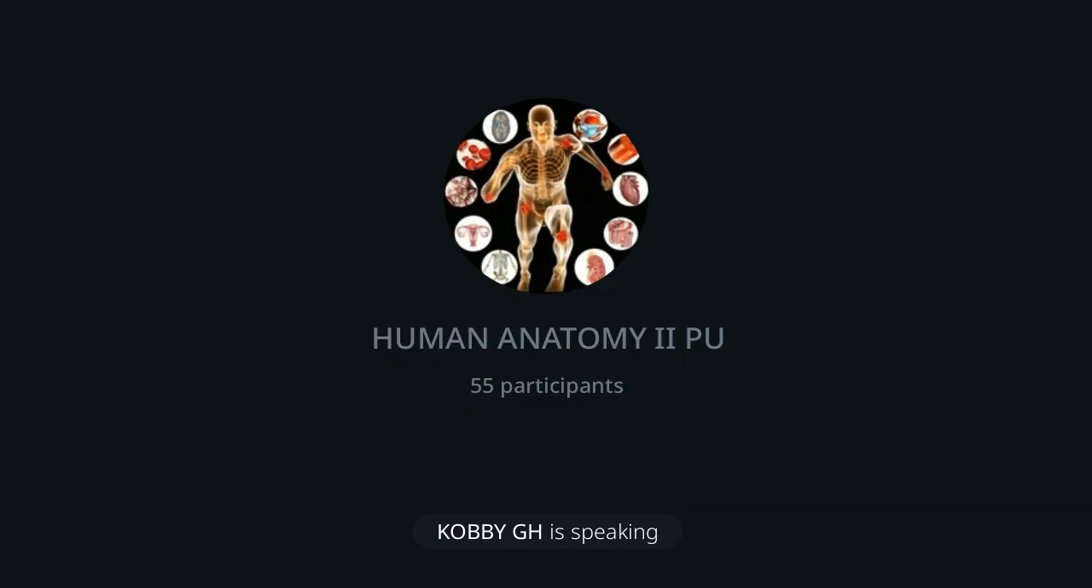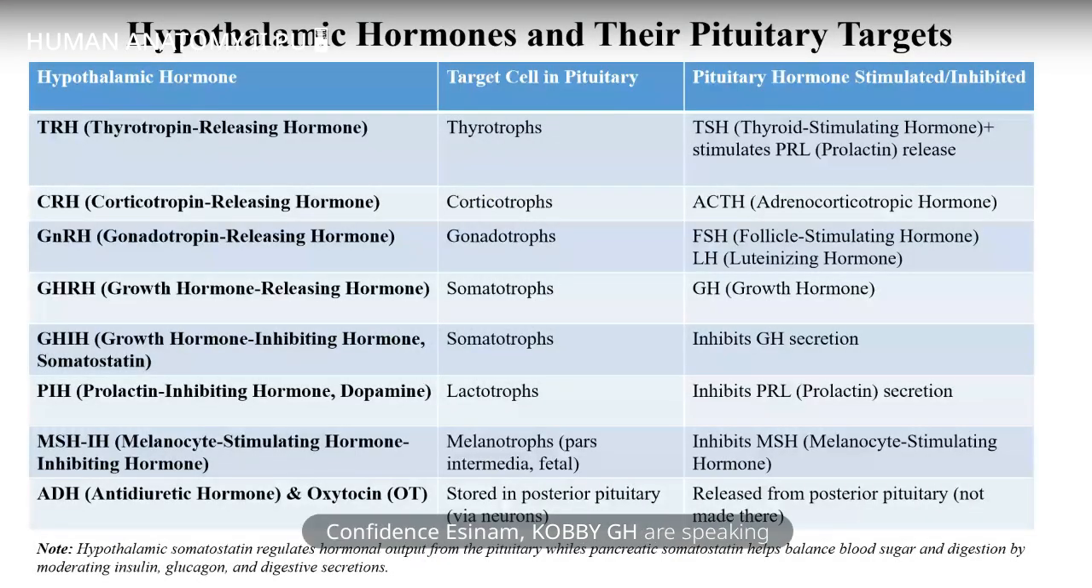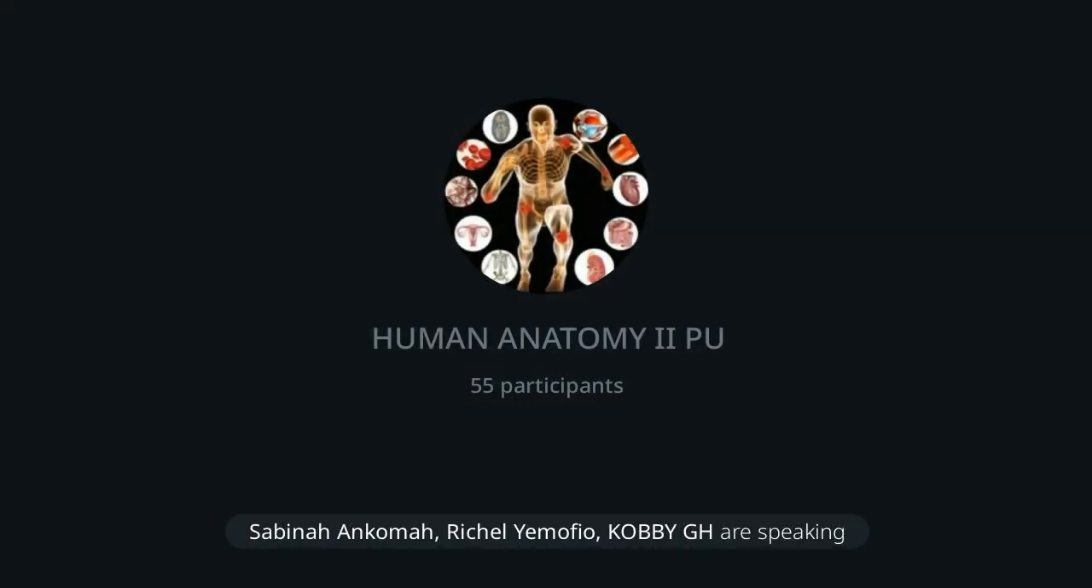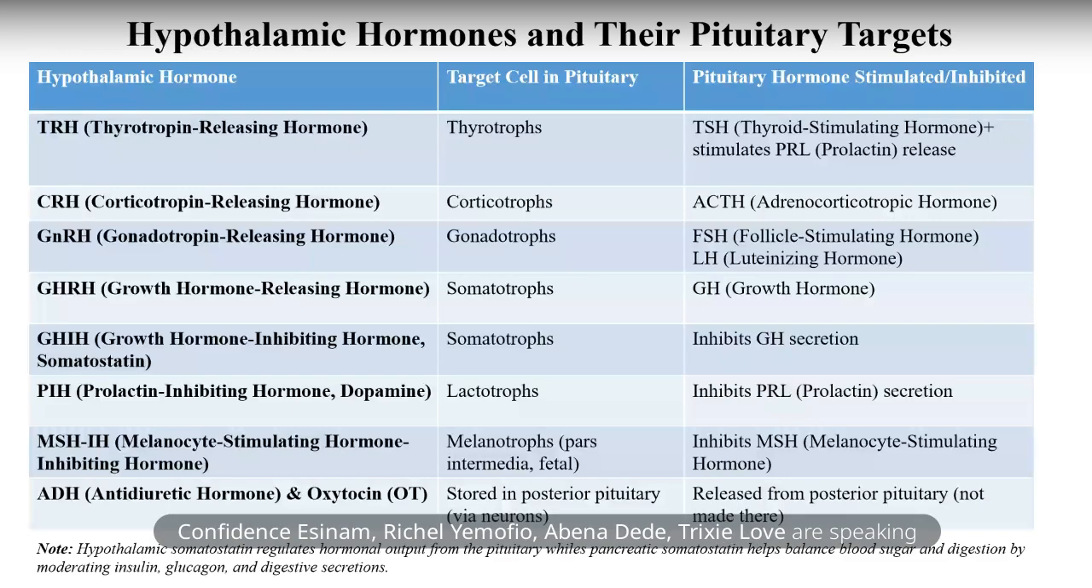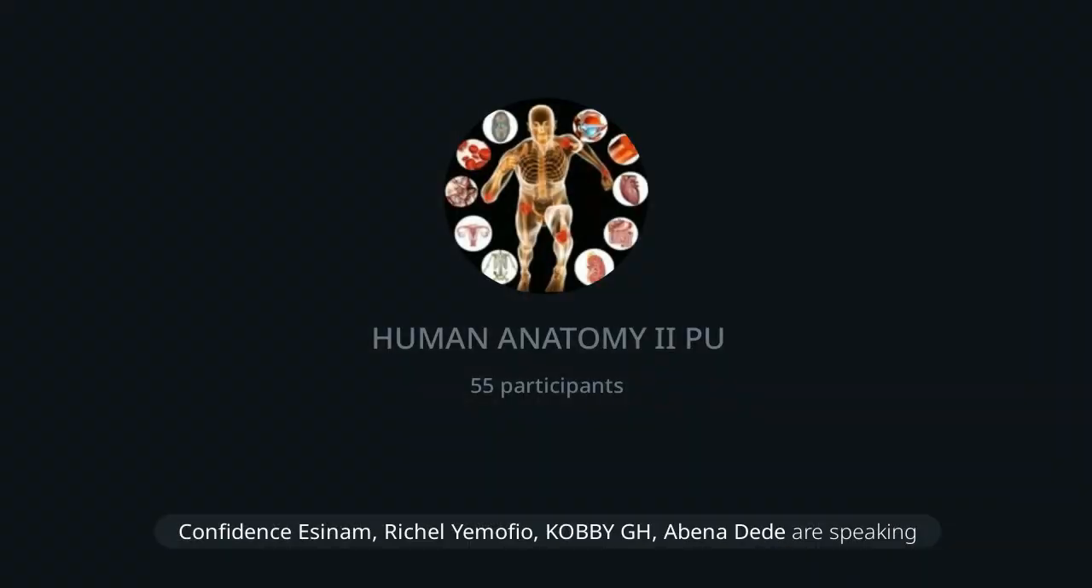Say the hypothalamus produces gonadotropin releasing hormone. What is the anterior pituitary target cell? What will be your answer? Gonadotroph cells.